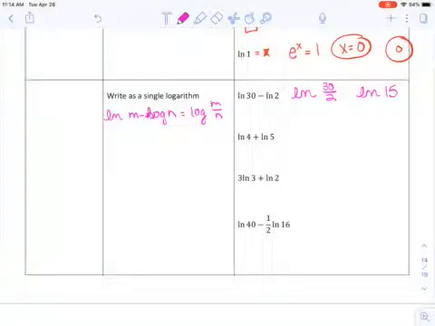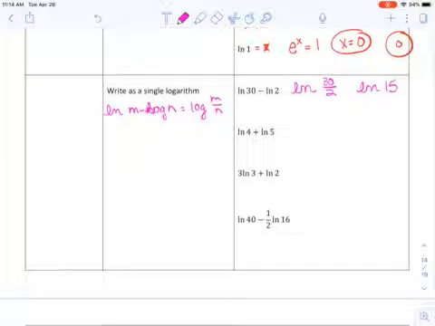Now, depending on what we're doing, this says write as a single log. I can leave it here. If it wanted me to evaluate and get an answer, now I could plug that into my calculator and I could find out that that's about equal to 2.7. Okay, but this wants you to just write it as a single log, so we're going to leave it there.